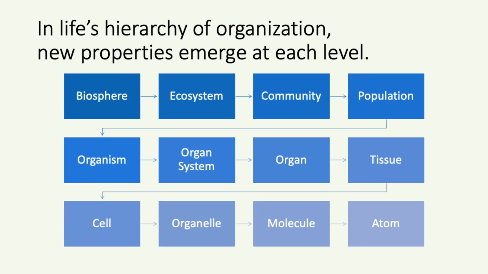In life's hierarchy of organization, new properties emerge at each level. Biological organization unfolds as follows: biosphere, ecosystem, community, population, organism, organ system, organ, tissue, cell, organelle, the molecule, the atom. Emergent properties result from the interactions among component parts.